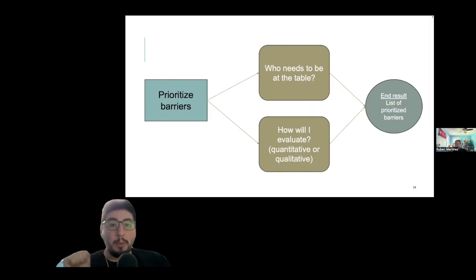So we need to understand a couple things. First, who needs to be at the table for this, right? Who really needs to be there to prioritize these barriers? That group, what often we do is we develop some kind of implementation team, or we might just use those regularly occurring meetings again. The next question you want to ask yourself is, how are we going to prioritize barriers?